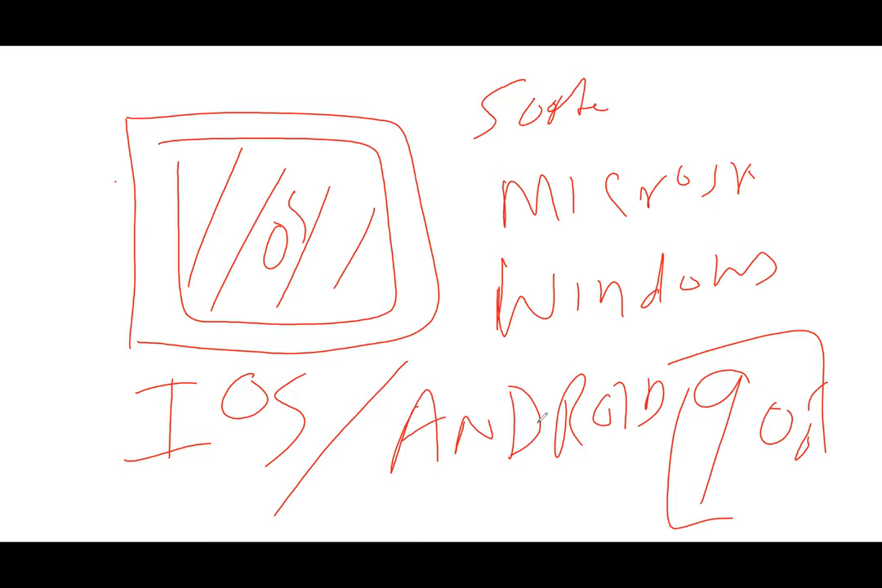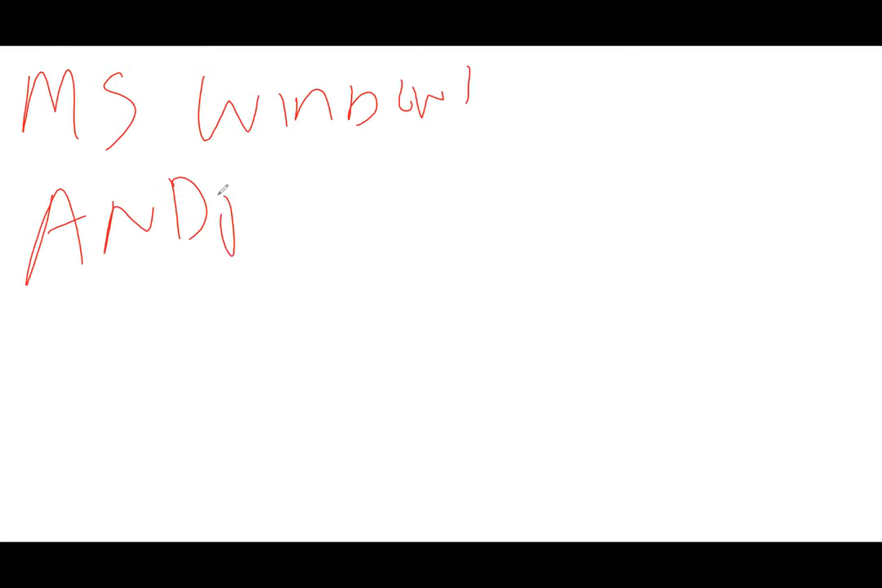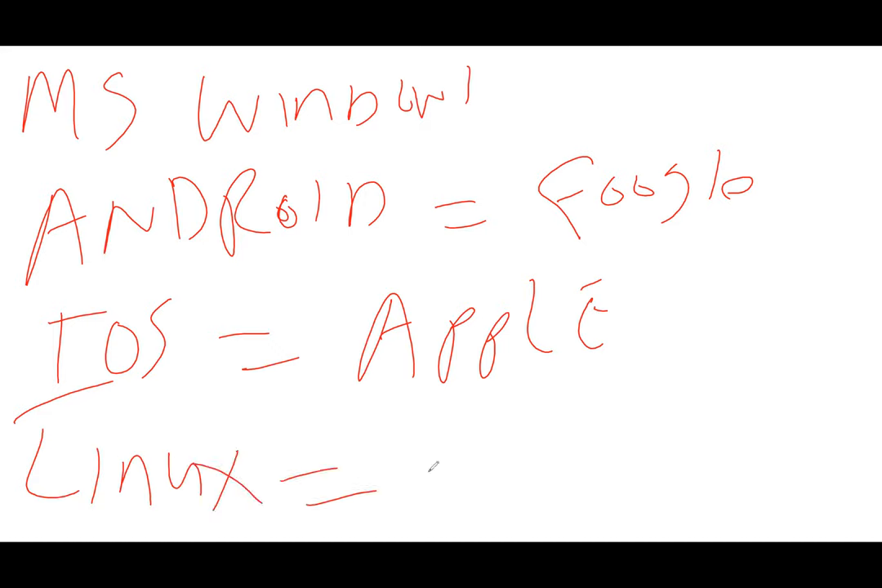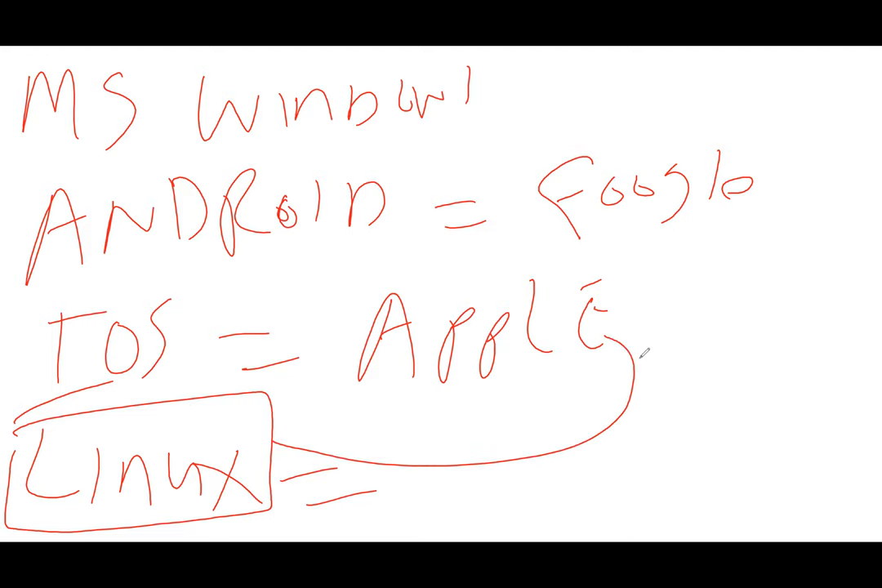So the most popular again are Microsoft, MS Windows. Then you have Android, which is owned by Google. Then you have iOS, which is owned by Apple. And there's another one that's very popular, but you guys don't know about, which in future classes you're going to learn about, which is called Linux. It's owned by several different companies and people that build it. In fact, it is this Linux that Apple and Android are kind of built on.